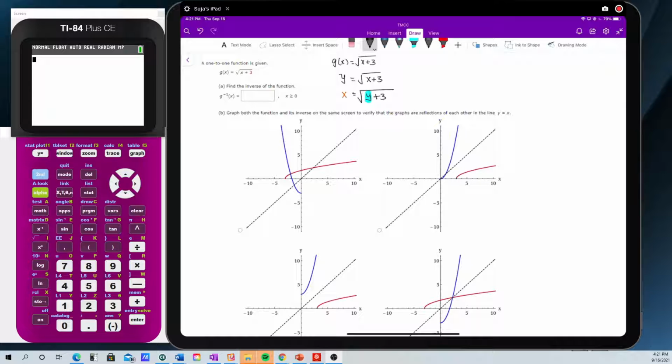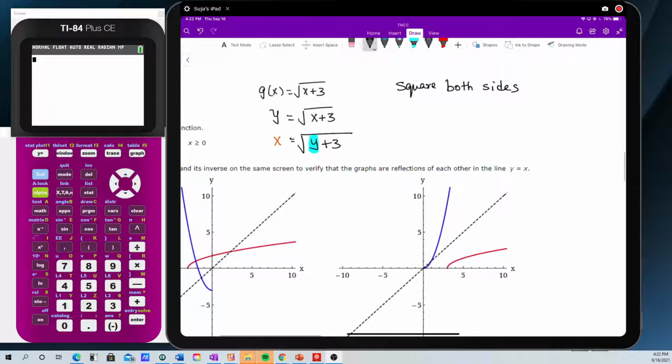If you remember, when you have a radical equation to solve, the first thing I should do is square both sides. If I square my left hand side, I'll get x squared. On the right hand side, the radical disappears and it becomes y plus 3. Again, I'm solving for y, so I would bring the 3 over. So y would be equal to x squared minus 3. And this is my inverse function, f inverse of x equals x squared minus 3.